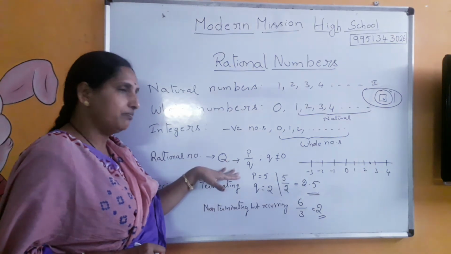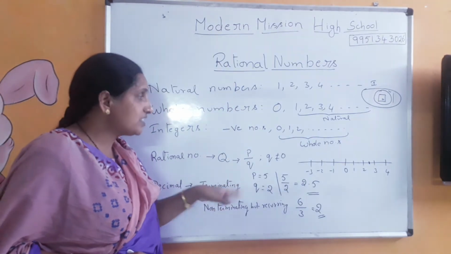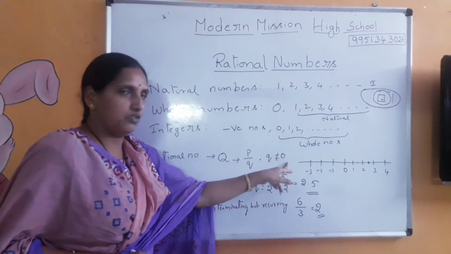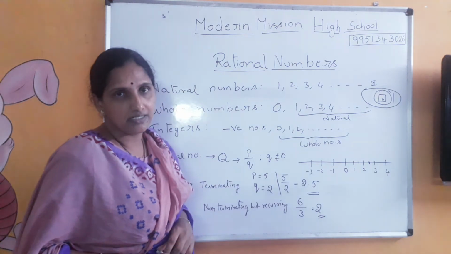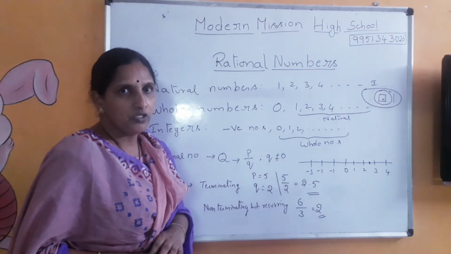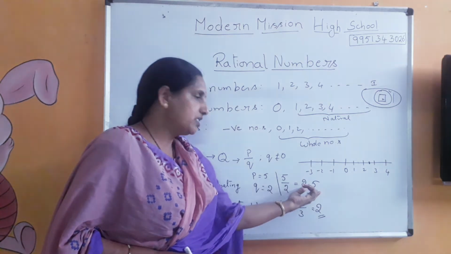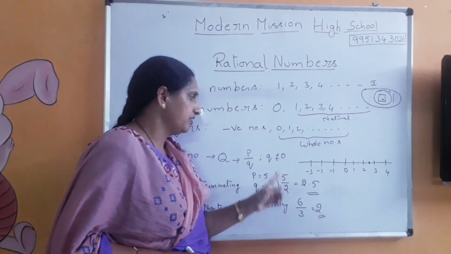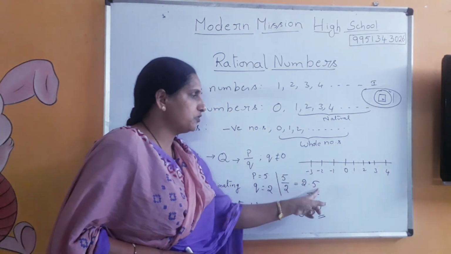So, how are we defining this rational number? Any number which can be expressed in the form of P by Q, where Q is not equal to 0, is called a rational number. What is the limit? P and Q are integers. The denominator Q should not be 0. Now, my number is 2.5. Can I express this in P by Q form? Yes. My P is 5 and Q here is 2. So P by Q, 5 by 2, is equal to 2.5.